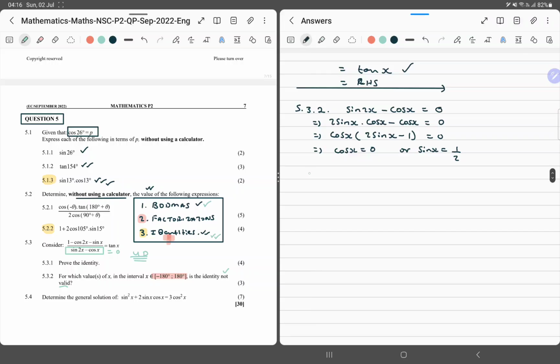We solve further. This implies that x is going to be plus or minus arc cos of 0, right? Plus k times 360 degrees, okay? Or x is going to be arc sine of a half plus k times 360 degrees, or x is going to be 180 degrees minus that. For sine, you do two solutions.